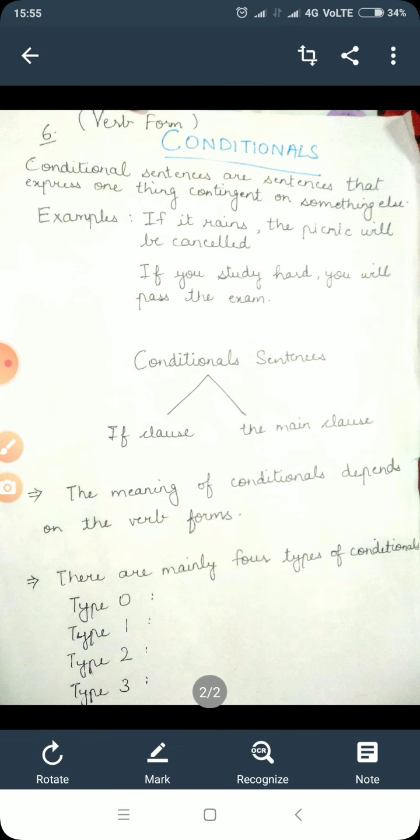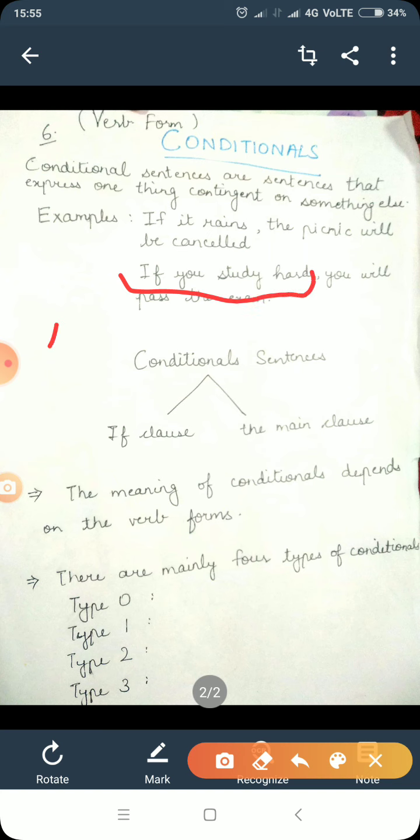Likewise, if you study hard, you will pass the exam. So again, if is a condition. If you study hard, it is a condition. So what will be the consequence of it? If you study hard, the main clause will be you will pass the exam. Conditional sentences have two parts, the if clause and the main clause. As we have already discussed, if you study hard is the if clause, and you will pass the exam, the rest of the sentence, is the main clause.